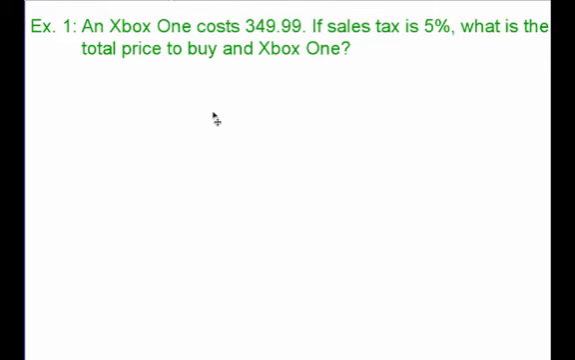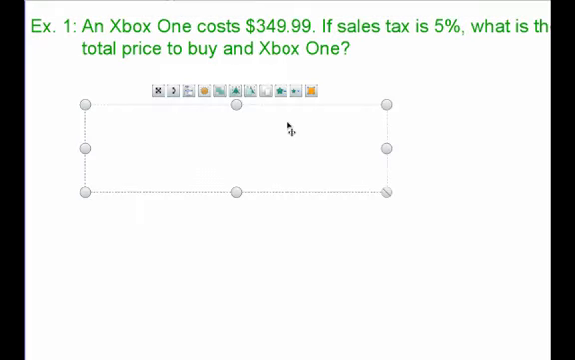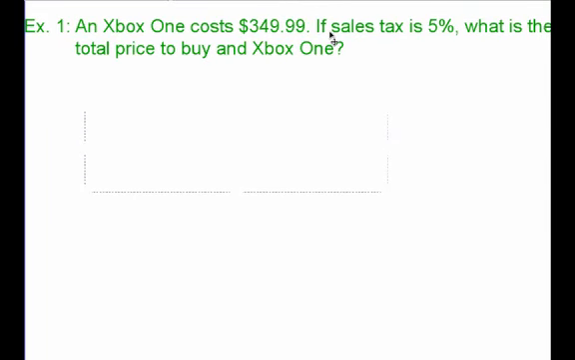Example 1 says an Xbox One costs $349.99. Should probably put the dollar sign in there. It says if sales tax is 5%, what is the total price to buy an Xbox One? Well, first off, we need to write this 5% as a decimal. So we can think 5%, that's 0.05. So if we're trying to find the total price, that means we have to find the tax and add it to our original price here.